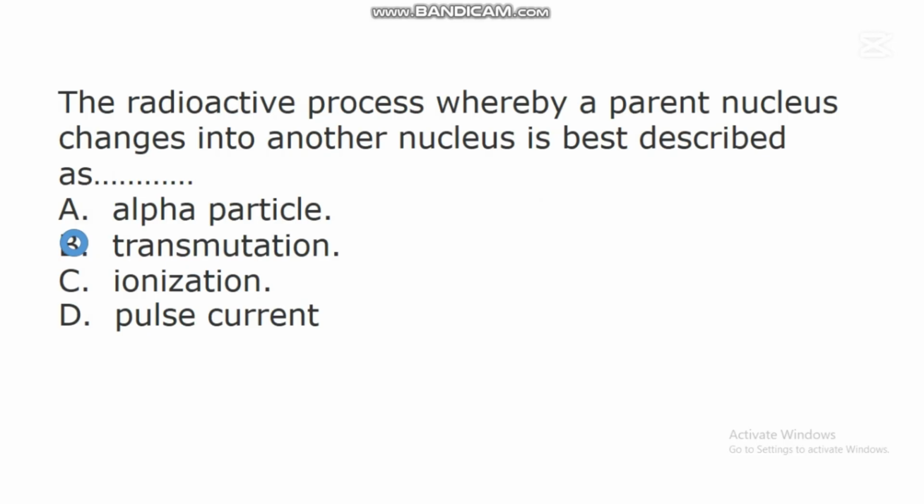Transmutation is a radioactive process whereby a parent atomic nucleus changes into another nucleus. This is a process that occurs until a stable nucleus is formed. Studies have shown that when a radioactive element breaks down, it can emit an alpha particle, a beta particle, or even a gamma ray. During this process of releasing radiation and energy, the nucleus of that parent atom, the parent nucleus, can change into another nucleus. And this process whereby this parent nucleus changes into another nucleus is best described as transmutation.